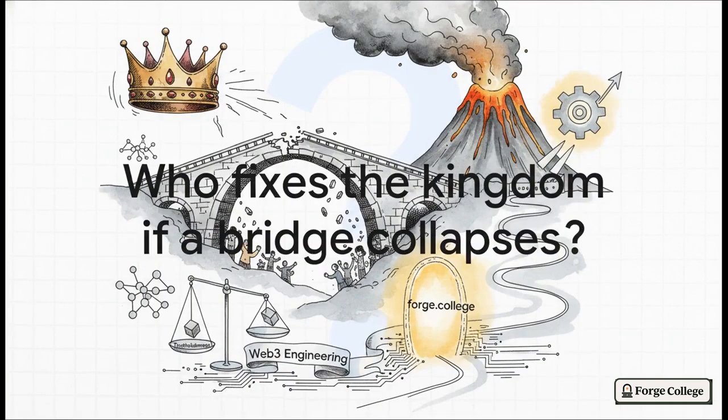Before we go, I want to leave you with this provocative thought. If you throw the crown into the volcano in the name of total decentralization, who fixes the kingdom if a bridge collapses? It's the ultimate trade-off in Web3 engineering between trustlessness and upgradability. Really chew on that as you design your architectures.